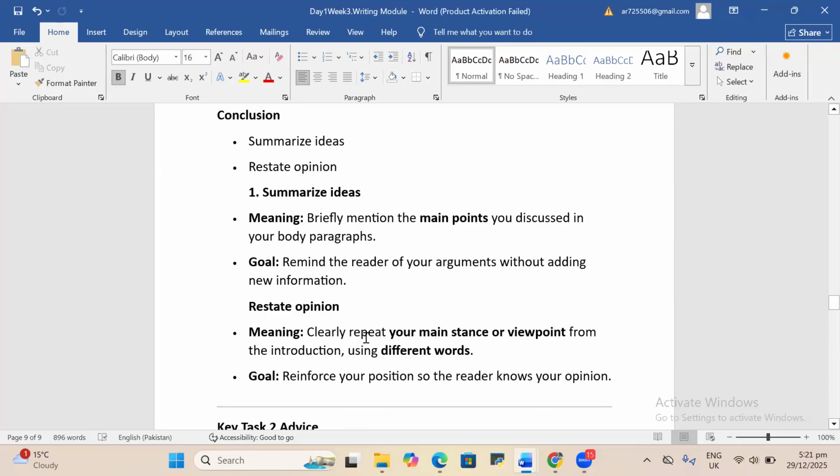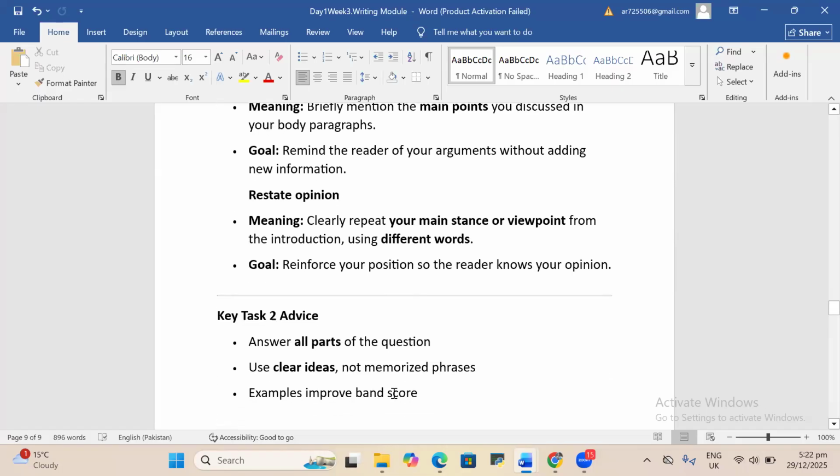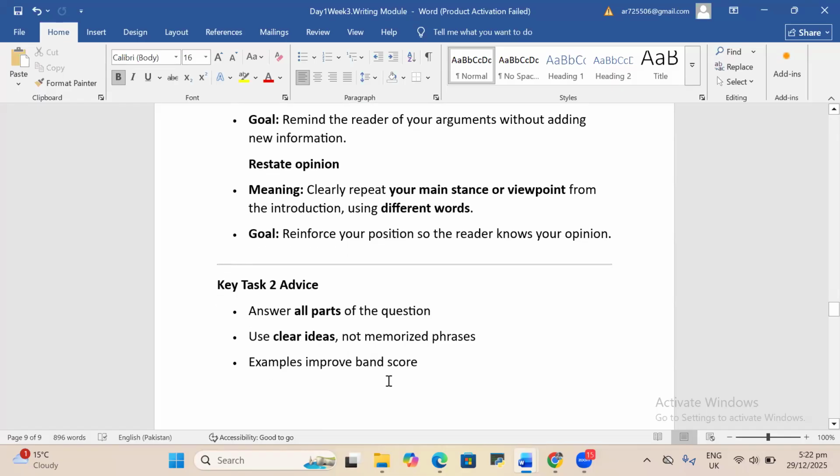Restate your opinion. Clearly repeat your main stance or viewpoint from the introduction using different words. You do not need to give a new viewpoint or new idea in the conclusion, just paraphrase it. Reinforce your position so the reader knows your opinion. Answer all points of the question. Use clear ideas, not memorized phrases.